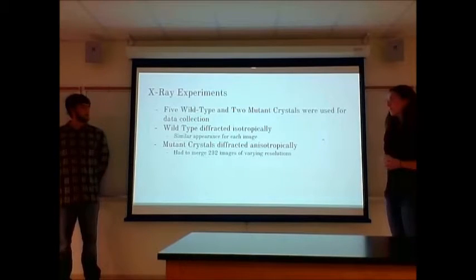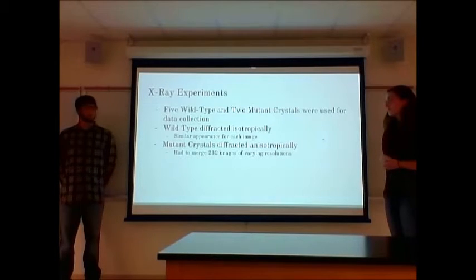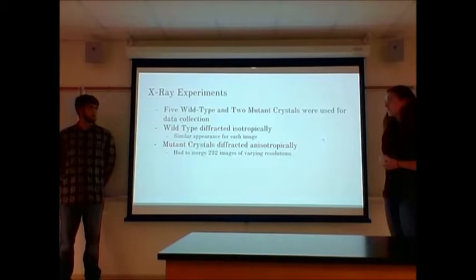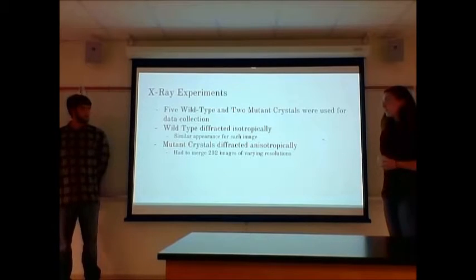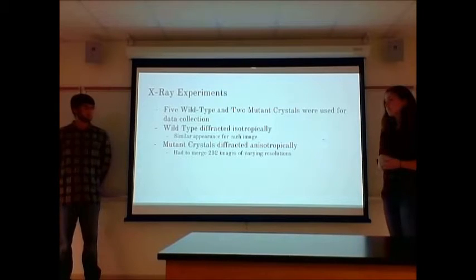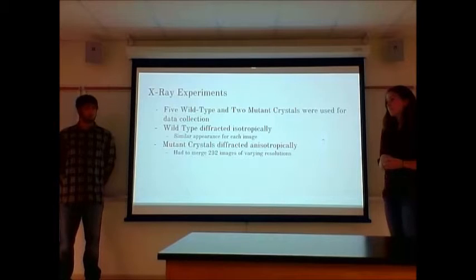In their X-ray diffraction experiments, they took 5 wild-type crystals and 2 mutant crystals and performed X-ray experiments for data collection. Fortunately for the scientists, the wild-type diffracted isotropically into its phase diagram, which means that every single time they performed the experiment, it created the same image.